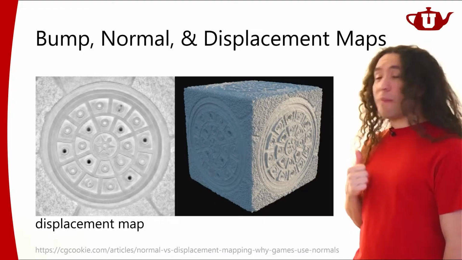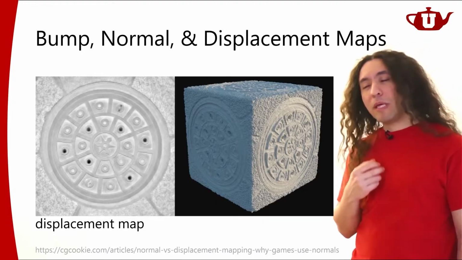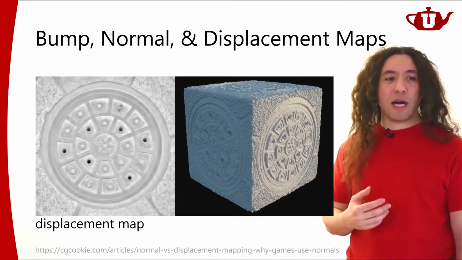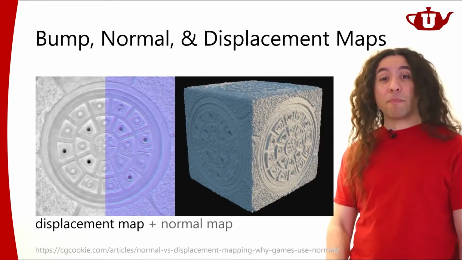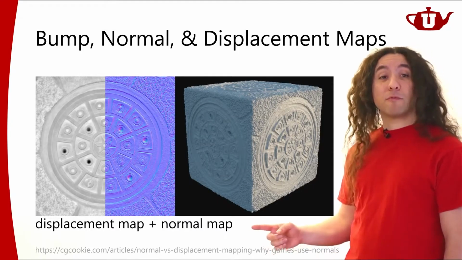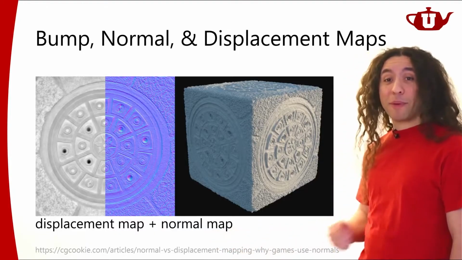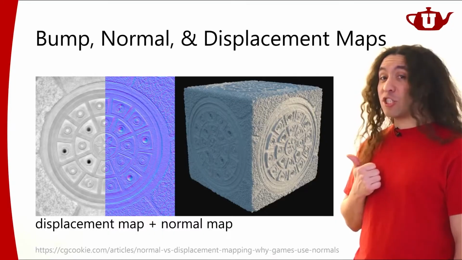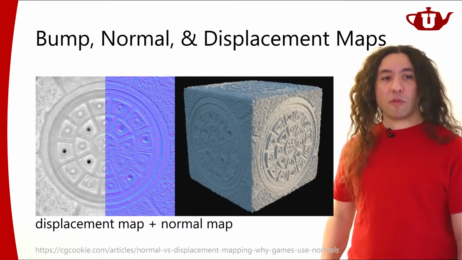So displacement maps are almost never used on their own. I mean, they could be used sometimes, but typically, most of the time, we're going to have a displacement map with an accompanying normal map, right? So I'm going to have displacement mapping plus normal mapping to be able to get an image that looks like this. So this is not just displacement mapping, this is displacement mapping and normal mapping.